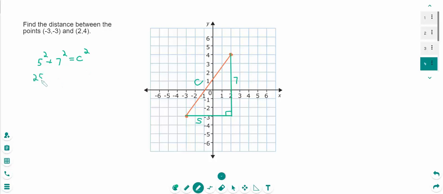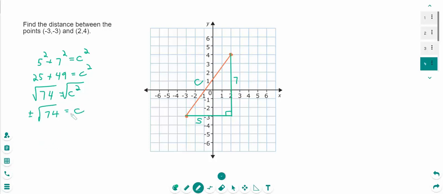And that's going to give us 25 plus 49 is equal to c squared. 25 and 49 is what? 74 is equal to c squared. And then once again, we can take the square root of both sides. So we end up with plus or minus the square root of 74 is equal to c.